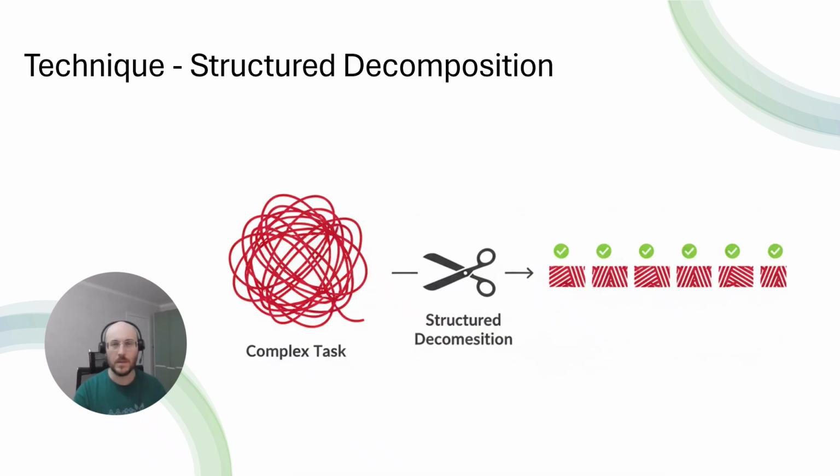The next technique is structured decomposition. Here, we take a complex task and break it down into a series of smaller, verifiable steps. Each step is small enough to fit perfectly in the AI's context window. This approach naturally reinforces a workflow of small incremental changes that you can test along the way.